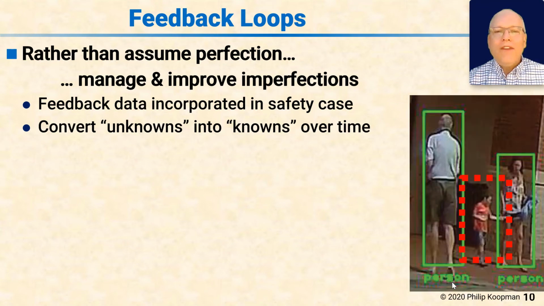As an example, you may find out that your system has trouble seeing children next to adults, that it misses them. And what you want is feedback loops so that when this happens and you realize, oh, we didn't see the kid, you fix it so you see the kid next time, and you do that before the kid actually has a chance to run into the street.